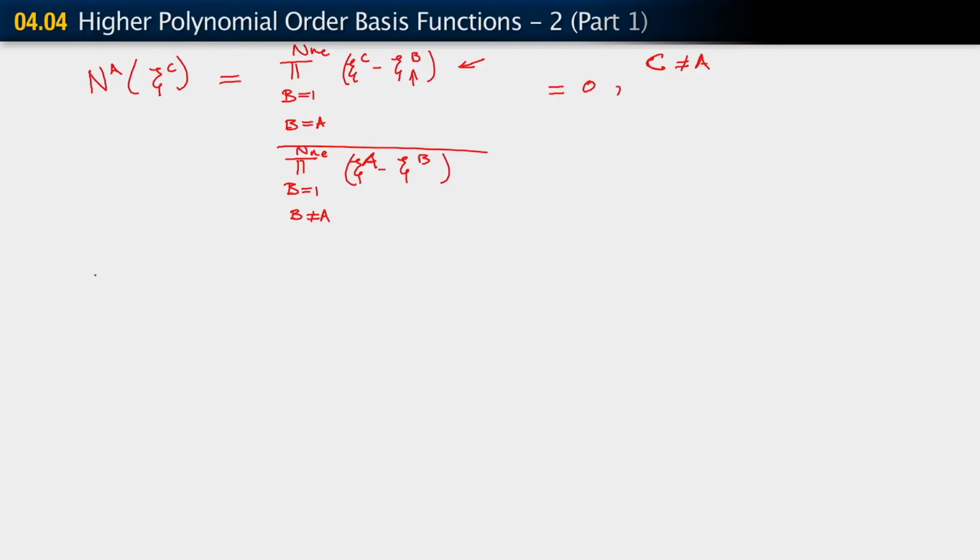It's a simple enough exercise for you to check that the other property holds. So check that the sum over A of N_A at any value of xi is equal to 1, using the Lagrange polynomial formula. Check this out as an exercise. All right, so having looked at those two properties, let's move on.